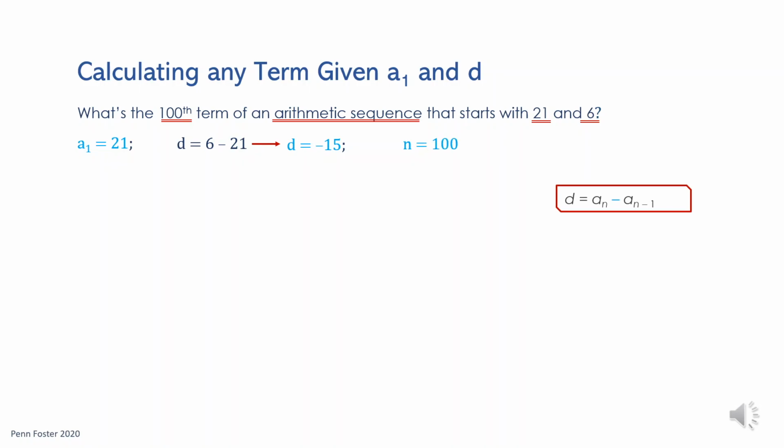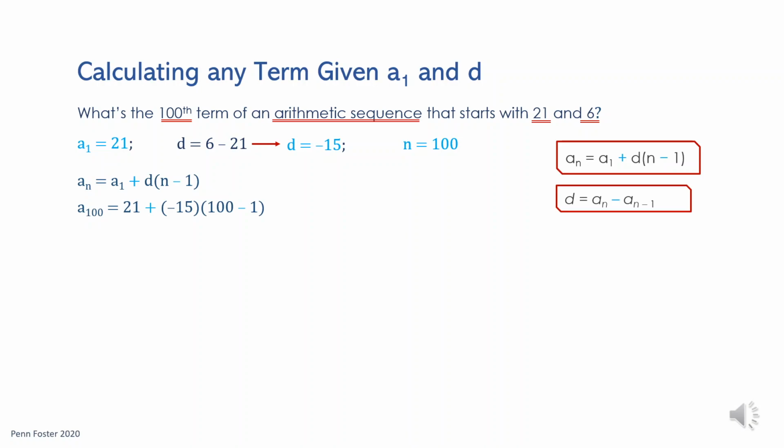Now let's use the formula for a sub n. Plug in the values of n, a sub 1, and d. Execute the formula using order of operations. Subtract first, then multiply. Remember, a negative number times a positive number gives a negative product. Finally, add. The 100th term is negative 1,464.